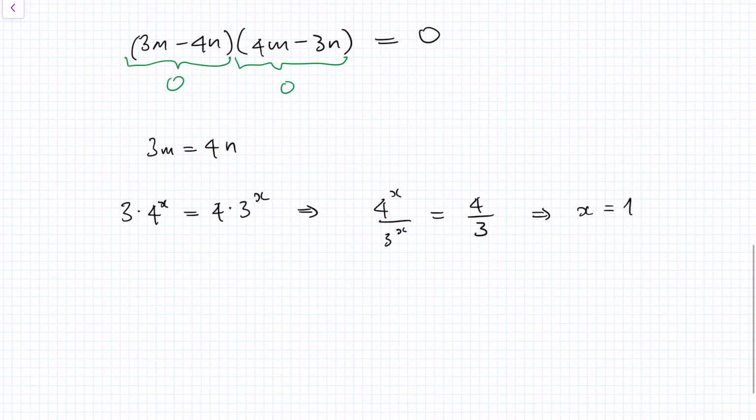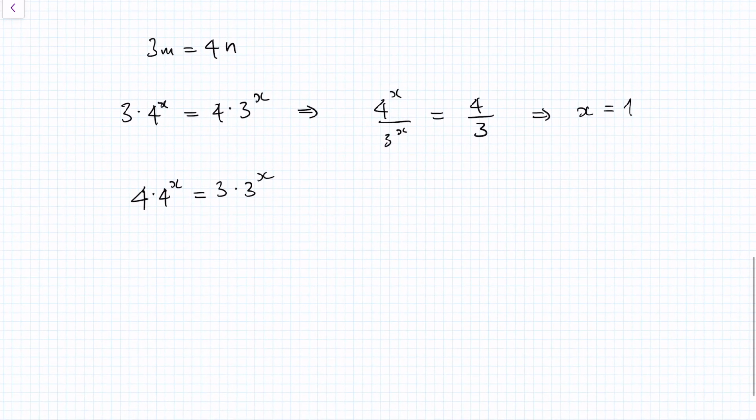And the other solution is we have 4m is equal to 3n. That means we will have 4 to the power of x over 3 to the power of x is equal to 3 over 4. If you look at it, the fraction on the right is just flipped, so we must have x is equal to -1. Okay, so we have two solutions.